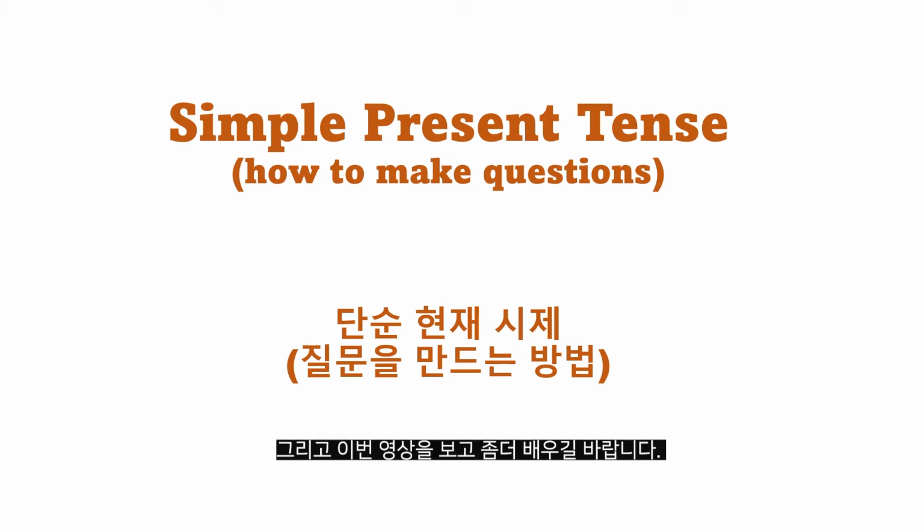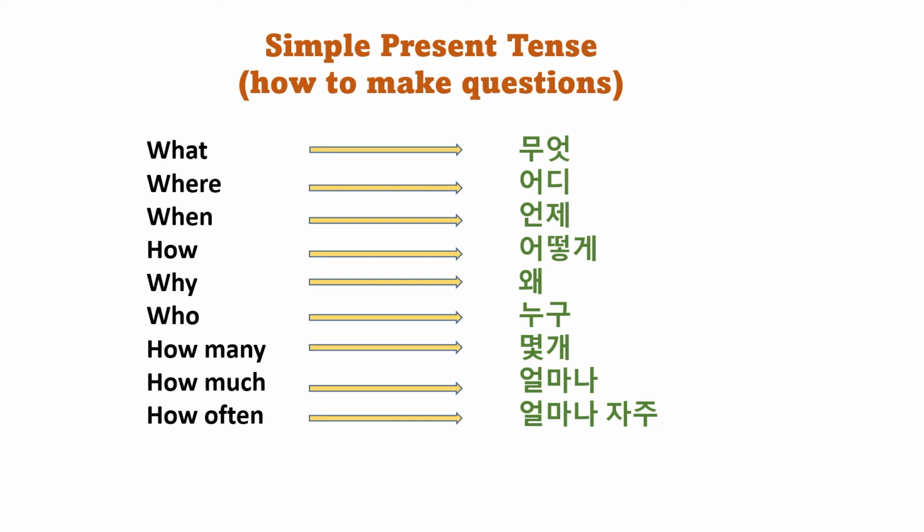to learn more. The questions that we want to make are with WH words such as what, 뭐, where, 어디, when, 언제, how, 어떻게, why, 왜, who, 누구, how many, 몇 개, how much, 얼마나, how often, 얼마나 자주.